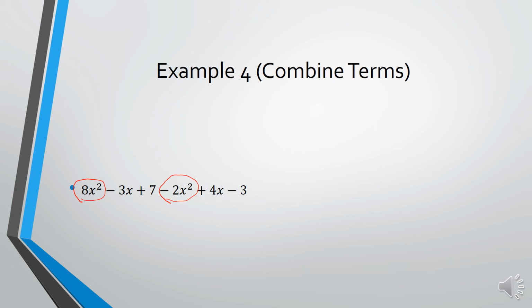I'm also going to be allowed to combine my minus 3x and my positive 4x. And the last thing that I'm going to be allowed to combine, just my numbers, 7 and minus 3. All right, so let's start with my 8x squared and my minus 2x squared. If I have 8 of something and I subtract 2 of them, how much do I have left over? That would be 6 of them. So I have 6x squareds.